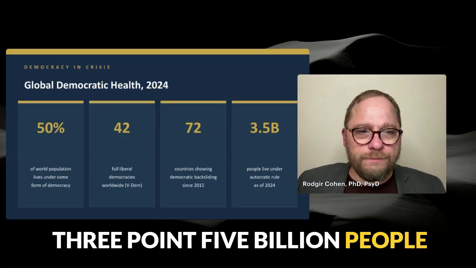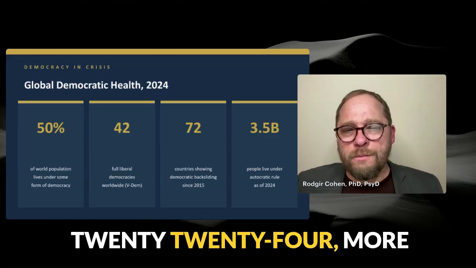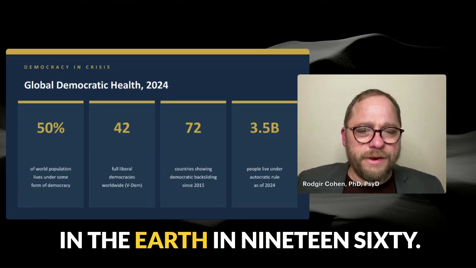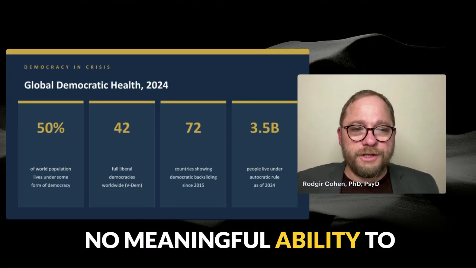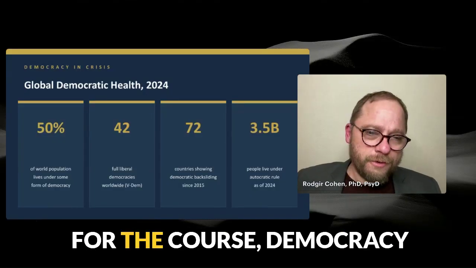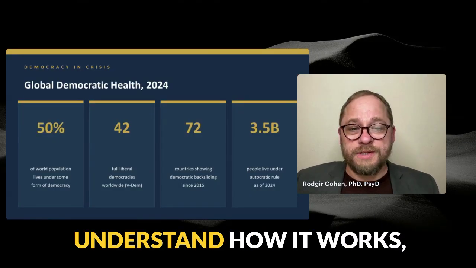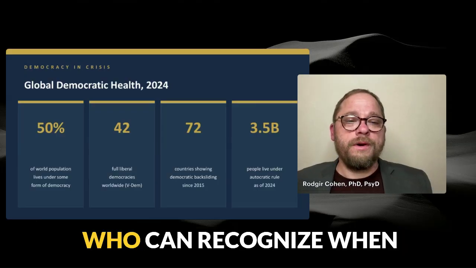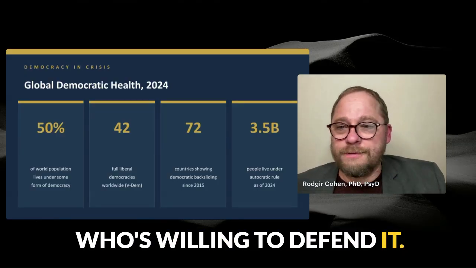3.5 billion human beings live under autocratic rule as of 2024, more than the entire population of the earth in 1960. These are people who have no meaningful ability to change their government through peaceful means. What these numbers mean for the course: democracy is not self-maintaining. It requires citizens who understand how it works, who can recognize when it's being undermined, and who are willing to defend it.